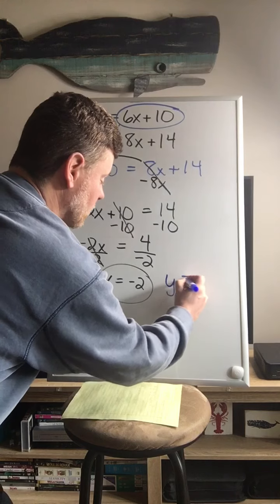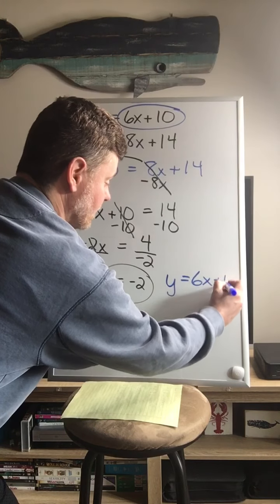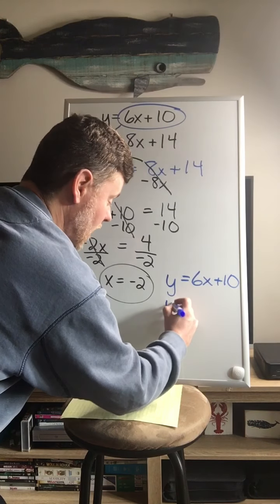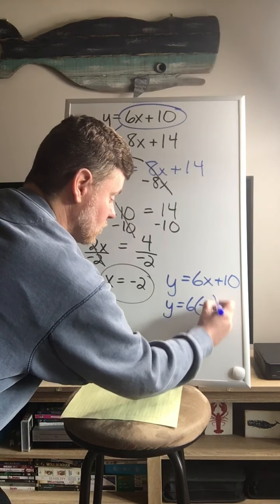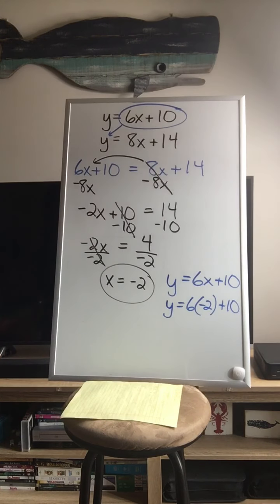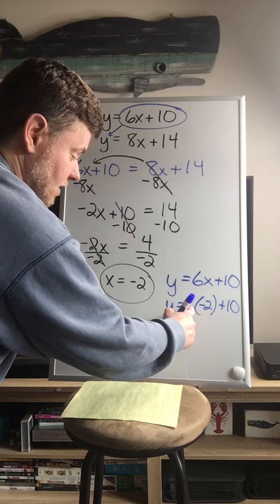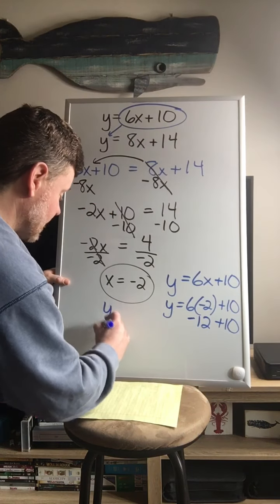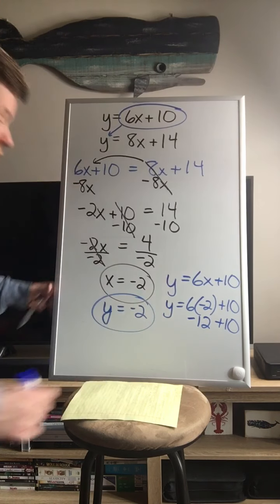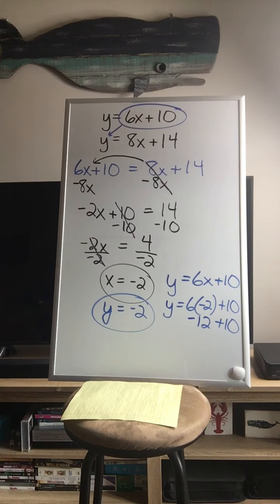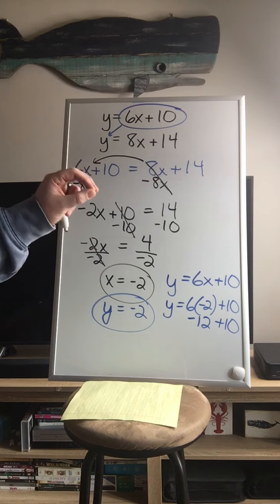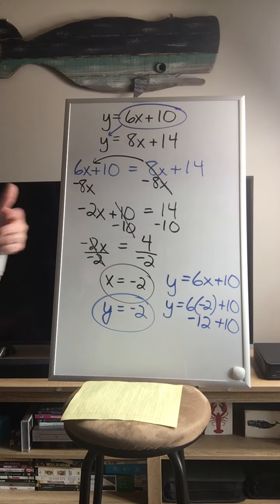So y equals 6x plus 10. So in the place of x, I'm going to put the negative 2. So y equals 6 times negative 2 plus 10. And now I get 6 times negative 2, that's negative 12 plus 10. So it looks like y is going to come out to be negative 2 as well. So you're not done these problems until you get both the x and the y coordinate. Because remember, when we did it by graphing, we were finding a coordinate pair, an x and a y. So you can't just give me the x.